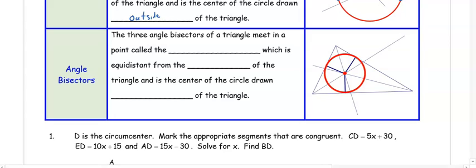The three angle bisectors in a triangle meet at a point called the incenter, which is equidistant from the sides of the triangle, and the circle is drawn inside the triangle. So this time we have our circle and we have the three segments going from the center to the sides of the triangle, which would be congruent.